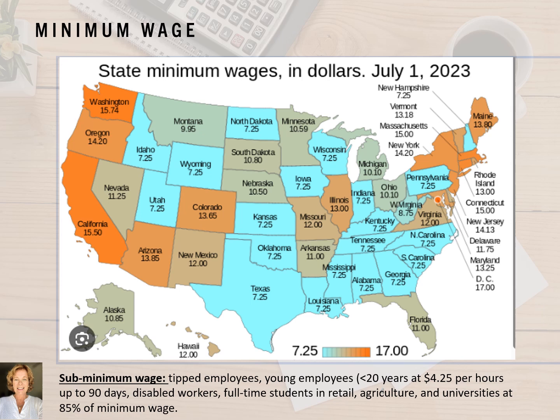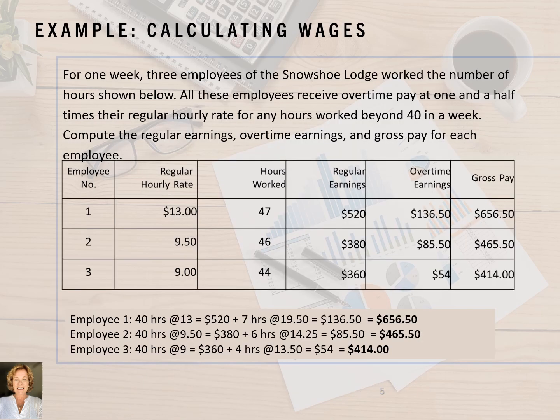Starting in 2025, California will ban the practice of paying sub-minimum wages to individuals with intellectual or developmental disabilities. Unlike the federal requirement, the state of California also does not allow employers to pay sub-minimum wages to student workers or workers under 20 years old. And the tip minimum wage in California is $15.50 per hour. Here's an example of calculating gross wages when employees work regular and overtime hours.